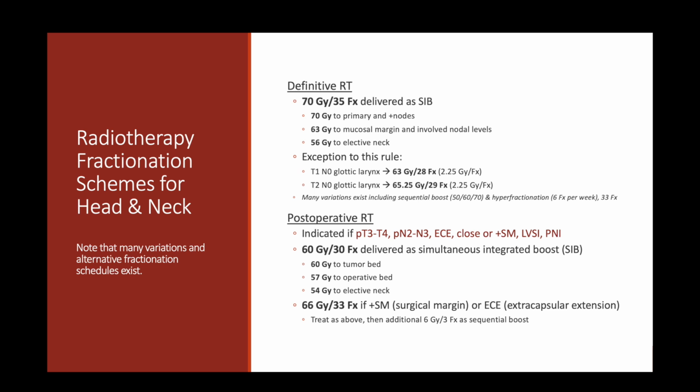So we treat everything as above, 60 gray in 30 fractions with the intermediate and low dose levels, but then we add an additional 6 gray in 3 fractions as a sequential boost, only for positive surgical margin or extracapsular extension. Because remember, those are both indications that there's actually microscopic disease that was left behind, and so we need to boost that.